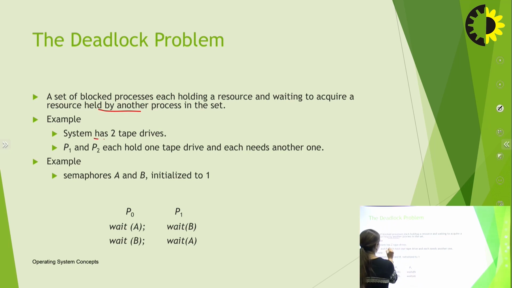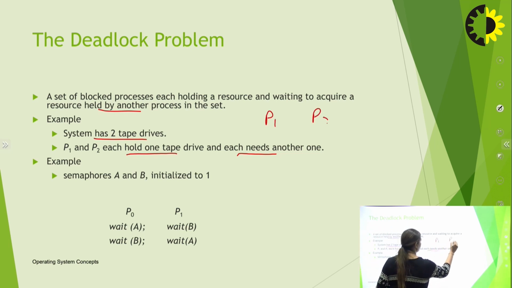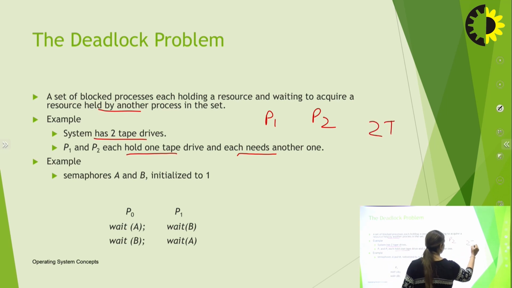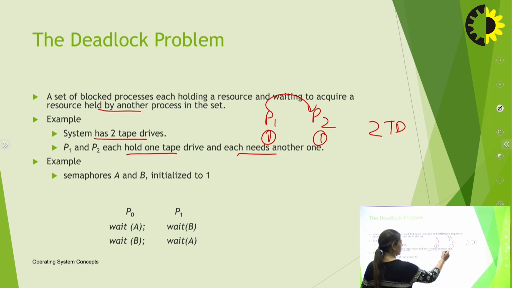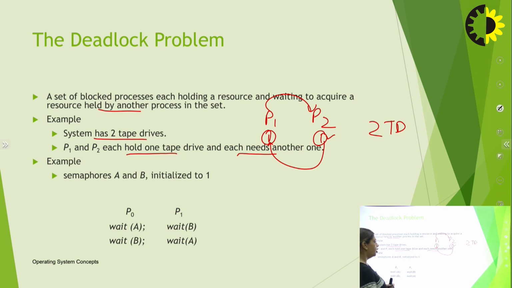For example, the system has two tape drives. P1 and P2 each hold one tape drive and each needs another one. Now there are two processes, P1 and P2, and we have two tape drives. One tape drive is with P1 and one is with P2. P1 is waiting for P2 to release its tape drive and P2 is waiting for P1 to release the first tape drive. Now both are holding resources and waiting for the other to release. So this way we can see that there is a circular or cyclic wait, and this type of situation is called a deadlock.